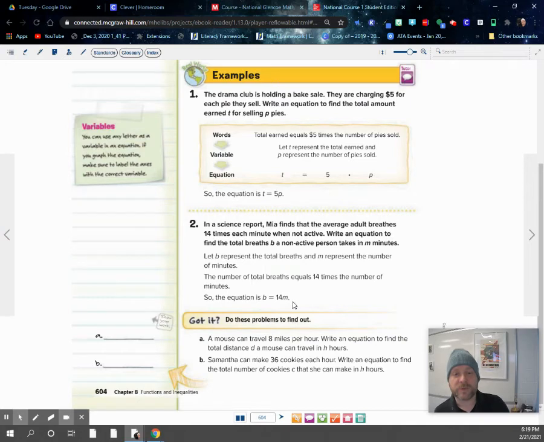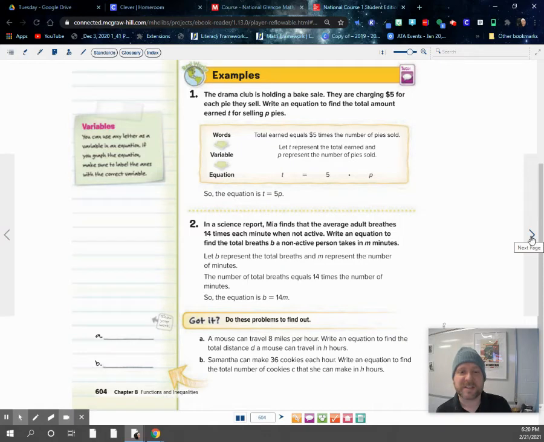So B equals 14m. Again, in this case, if we were to write this out using a function table, the m value would basically be our x. It's our input. The B value would equal our output, or what comes out of the function table.